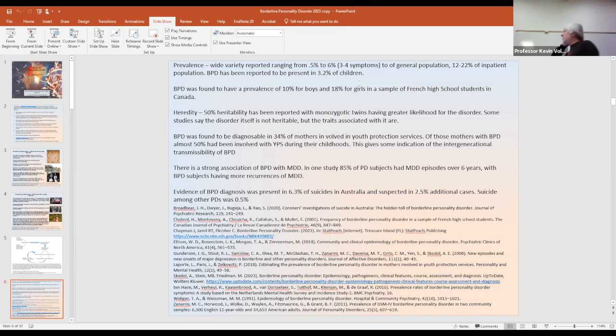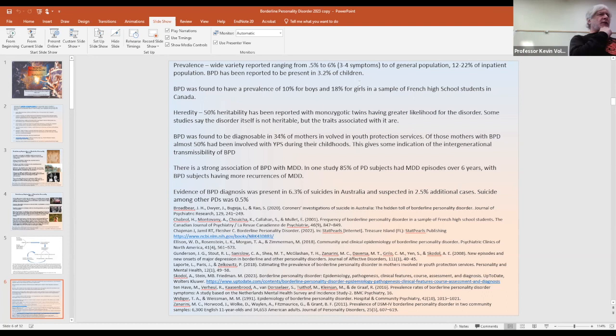So, it's an interesting phenomenon. This 12 to 22%, a lot of this is people going in for suicide attempts, things like that. Or other physical ailments they might feel they have, body hallucinations, some anorexia, substance abuse problems. So if you work in an emergency room, you will definitely see some people with borderline personality disorder. Okay? It's also now been reported to be present in about 3.2% of children. So we're now diagnosing this in young people, which didn't used to really happen as much. Now we're seeing that.